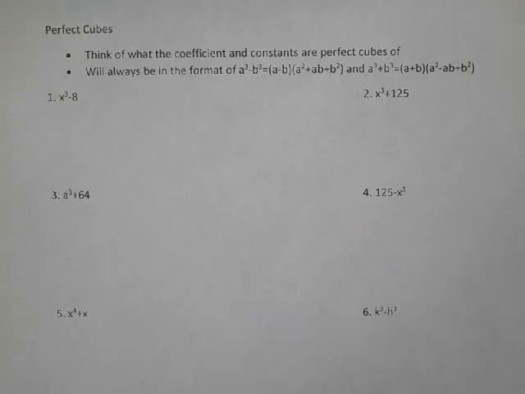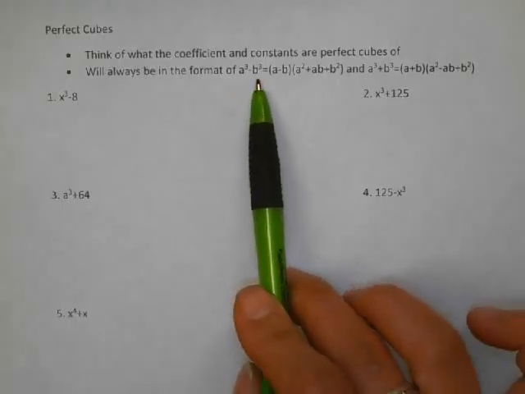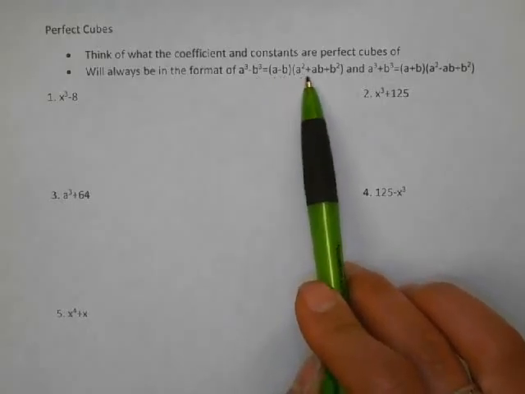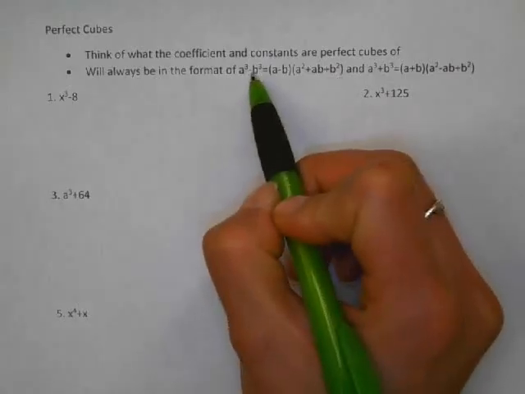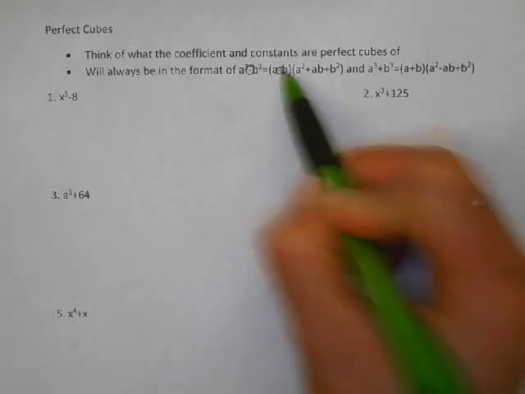In this video, we're going to talk about how to factor perfect cubes. It's very similar to factoring a difference of squares, it's just that the constants and coefficients have to be perfect cubes of something. So you have to learn your perfect cubes in this one. These will always be in the format of a cubed minus b cubed, which will factor into a minus b times a squared plus ab plus b squared. Notice this is a minus in the original one, so the first factor is also minus.